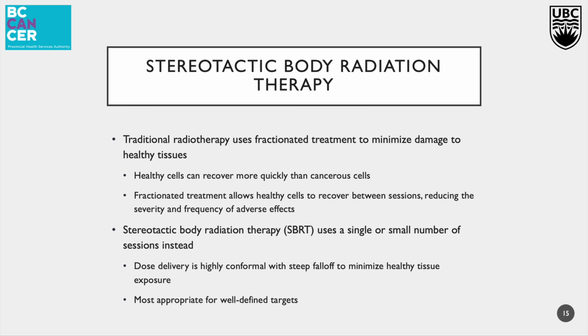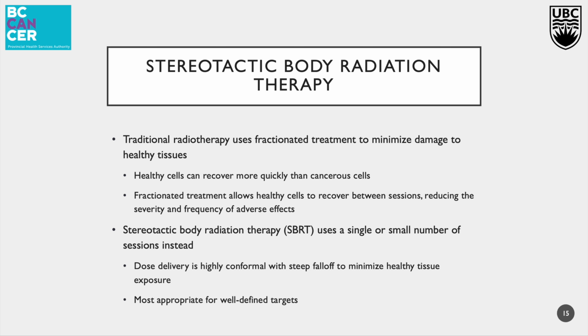Now, along with careful planning and methods used to consistently reproduce patient positioning, there is another key method used to reduce healthy tissue irradiation in traditional radiation therapy. And this is fractionation. So traditional radiation therapy is fractionated, which means that treatment is split up into multiple doses spread over the course of weeks or even months. This is because healthy cells can recover more quickly than cancerous cells from radiation treatment. So fractionated treatment allows healthy cells to recover between the sessions, which would reduce the severity and frequency of adverse effects due to radiation therapy, while still effectively targeting the actual cancerous target.